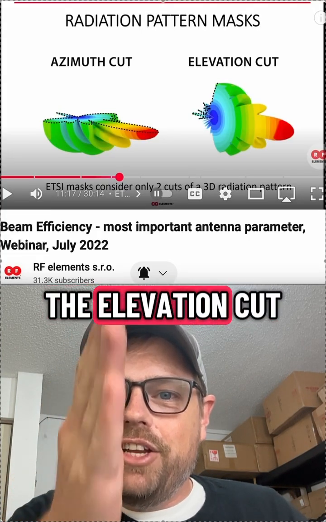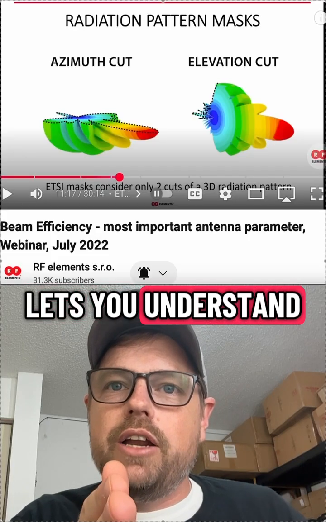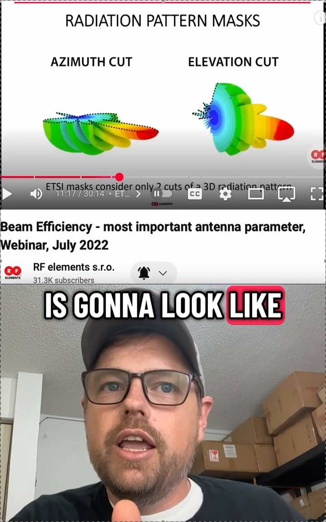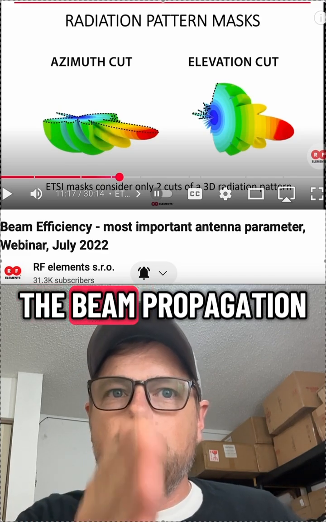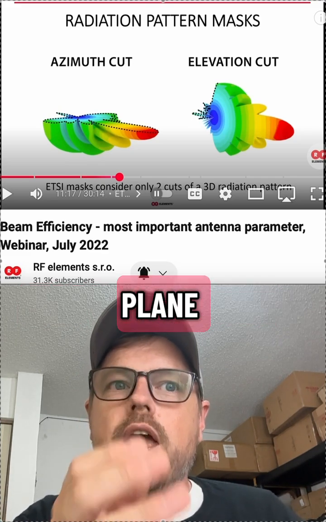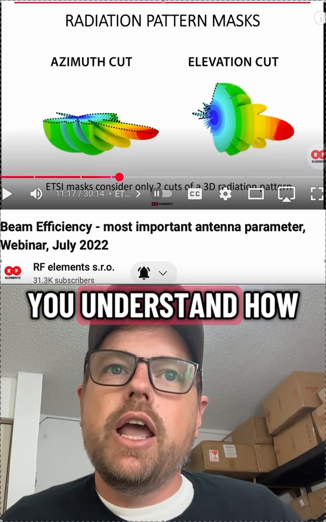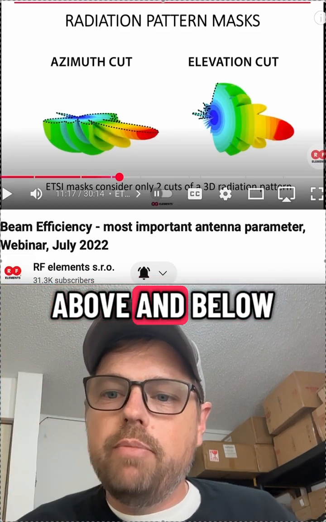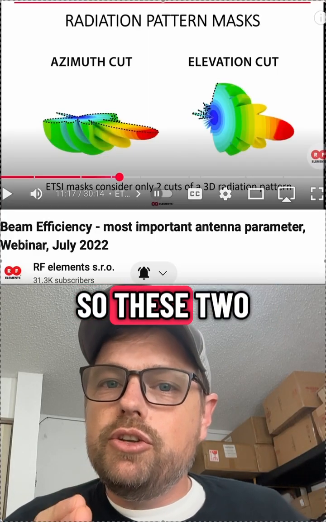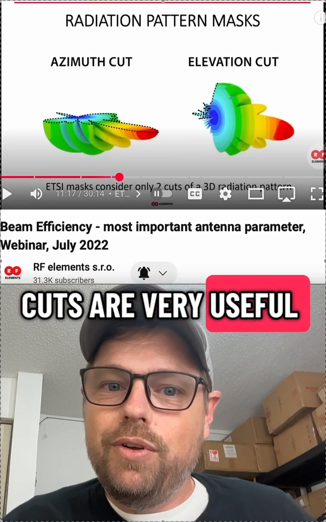Similarly, the elevation cut lets you understand what that beam is going to look like in front of the antenna, the beam propagation on the elevation plane. It also lets you understand how it's going to interact with co-located antennas above and below. So these two cuts are very useful.